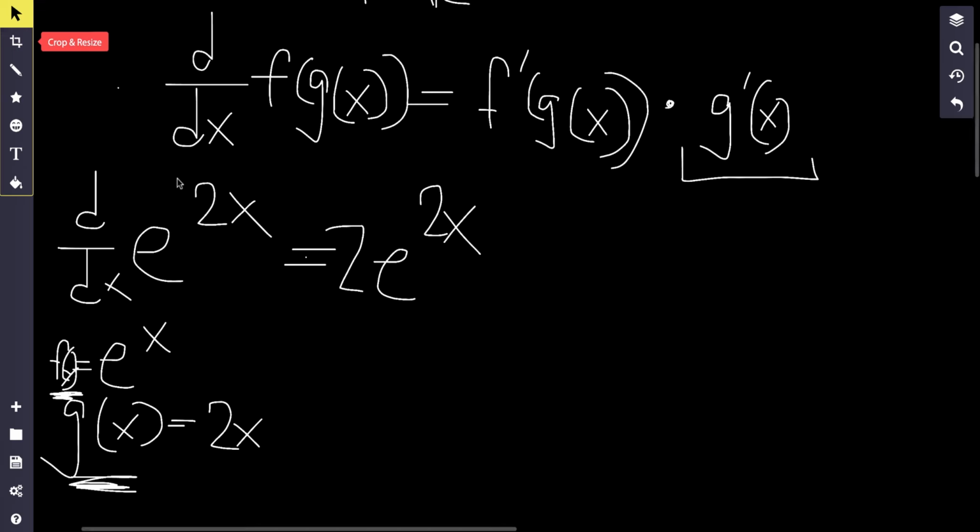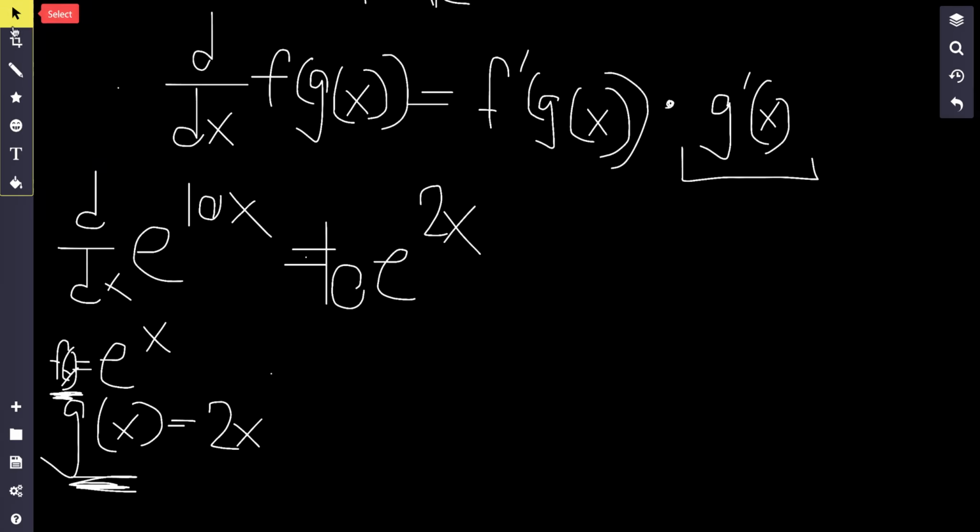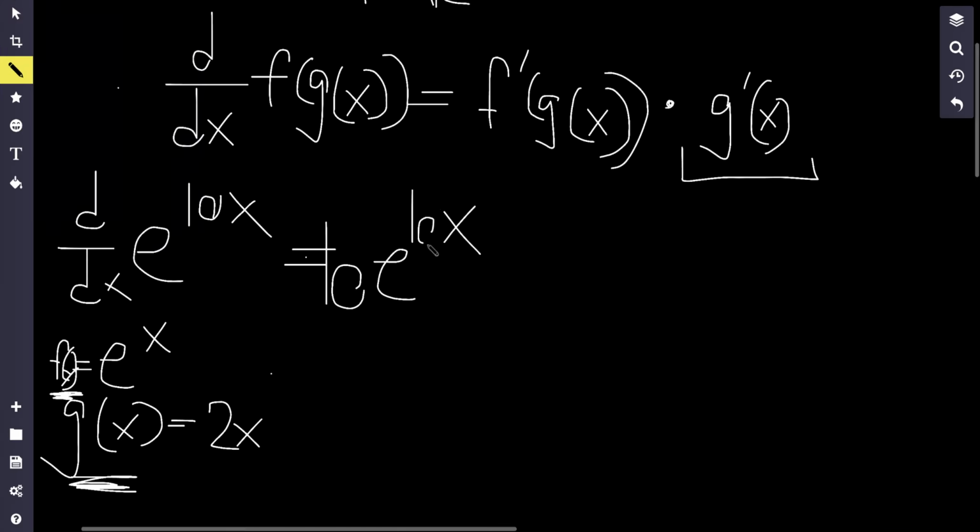And whenever you're trying to do these problems, it becomes a lot simpler. For example, if I have e to the 10x, my derivative will just be 10e to the 10x, right? So it's kind of like the power rule where you just slap down the coefficient, but in this case, we're not actually changing the power anyway.